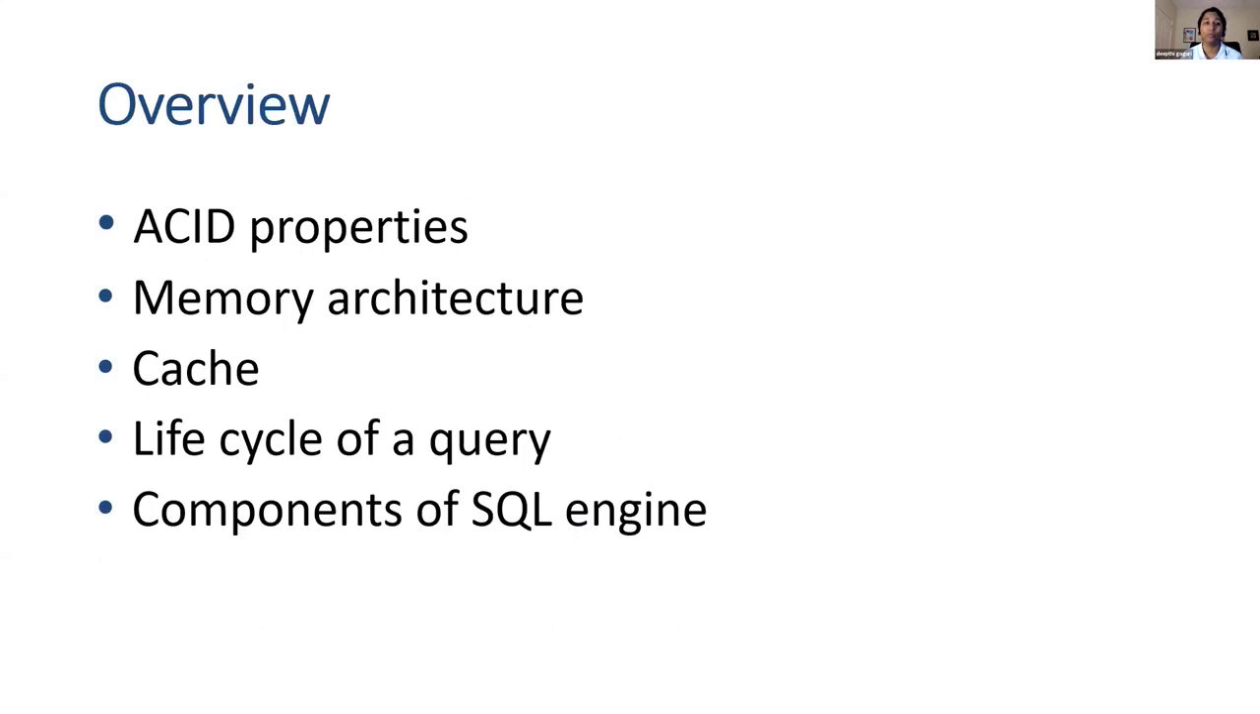So what are we going to discuss in this session? We are going to go through the overview of ACID properties of transaction with a simple example. And we are going to discuss the SQL Server memory architecture and the types of cache we have in SQL Server. We are going to go deep on plan cache and the buffer pool and how the cache is managed inside SQL Server. And we are going to discuss the life cycle of the query for the select as well as for the insert statements. We are also going to talk about the components of the SQL engine, which is composed of the relational engine as well as the storage engine.